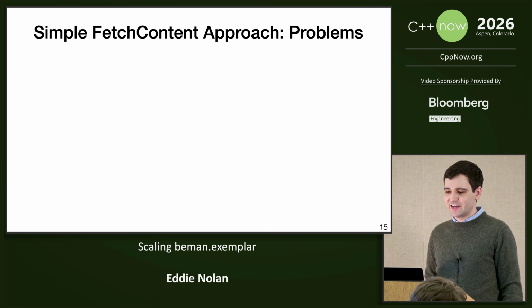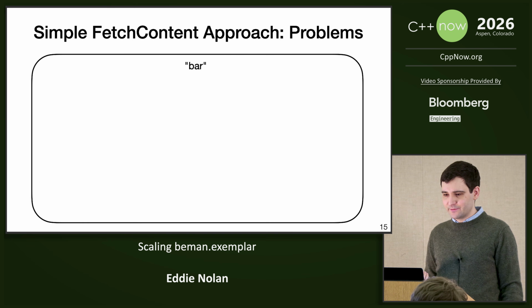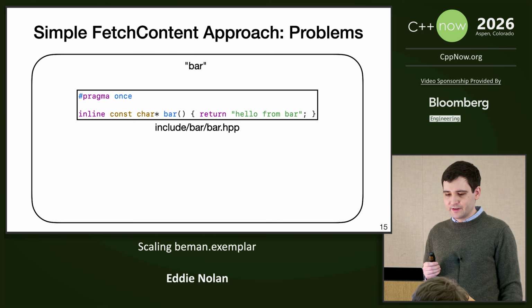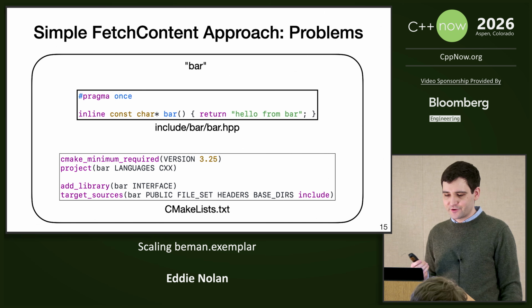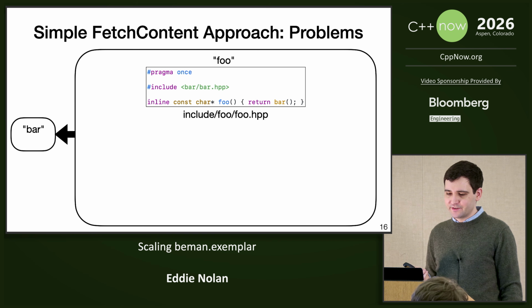And here is a simple example to illustrate what kind of problem that can cause. So let's say we have this very simple library bar, and all bar is going to say is it has this function bar that gives you back a string, and it has this very simple CMake list. It's using a file set, which is the post CMake 3.23 mechanism. That's essentially the modern way to configure things that we use. And let's say we have another library foo that depends on bar. The C++ file is equally simple. It just returns what bar returns.